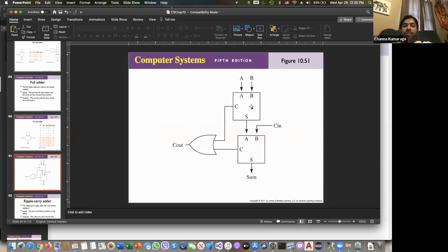So let's say now you have A and B, right? You send it to the half adder. Half adder will send some value to another one. If there is any carry bit, you again perform that. Then you will have a sum, and again you will have a carry out 2, right? Carry out 2. So 2 half adders together will form a full adder.